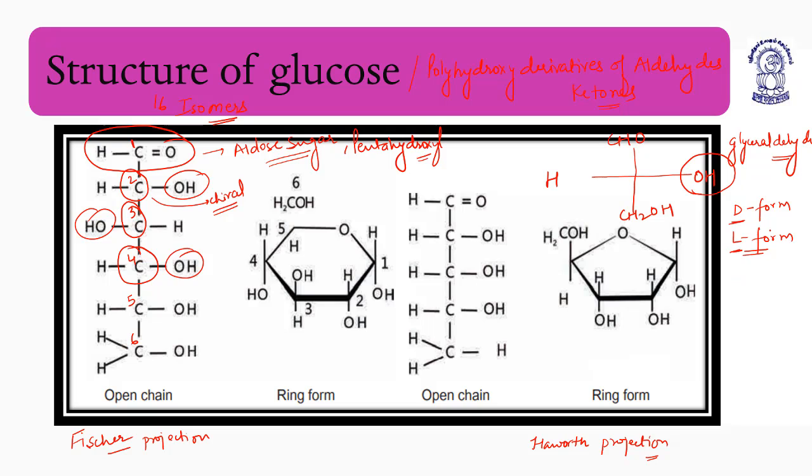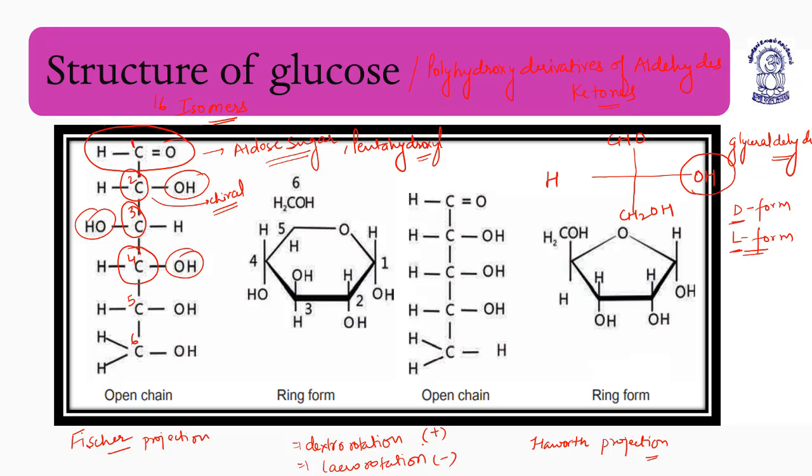Dextro and levo, they are the optical isomers of these compounds. When these compounds are passed through plane polarized light, they turn the plane polarized light either to the right side or to the left side. If they turn the plane of the polarized light to the right side, then it is dextrorotation. And if they turn the plane to the left side, then it is levorotation. Dextrorotation is denoted by plus, and levorotation by minus.